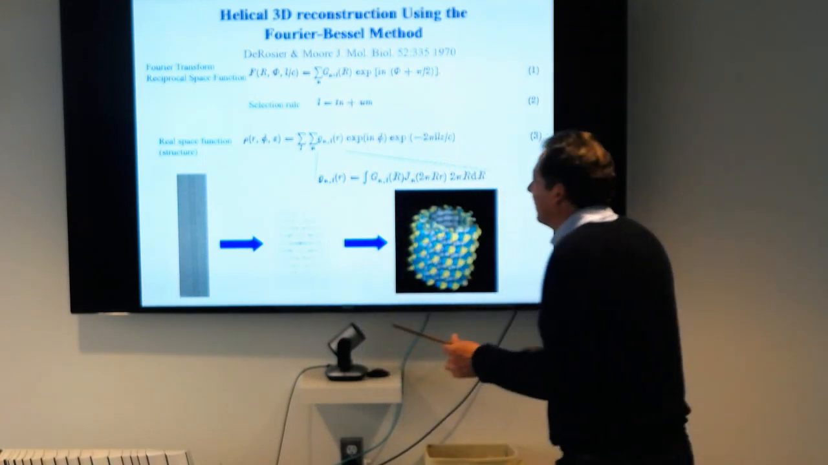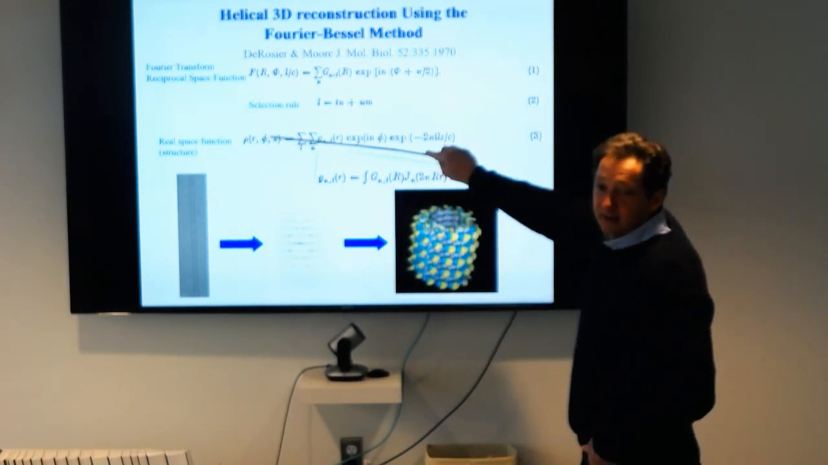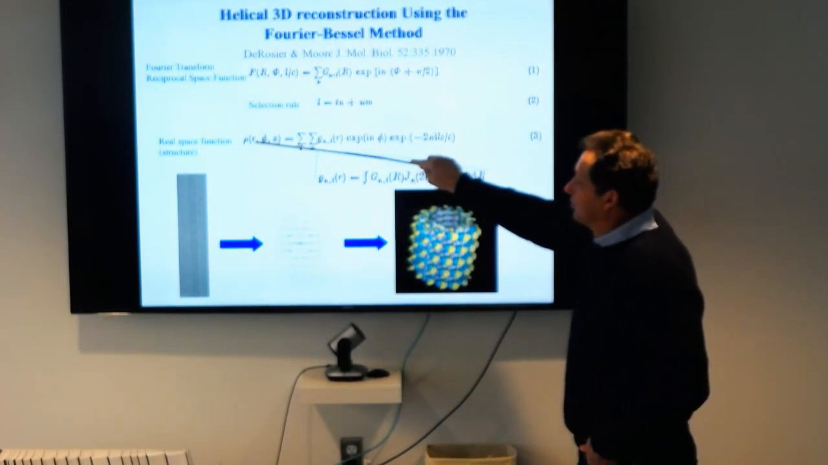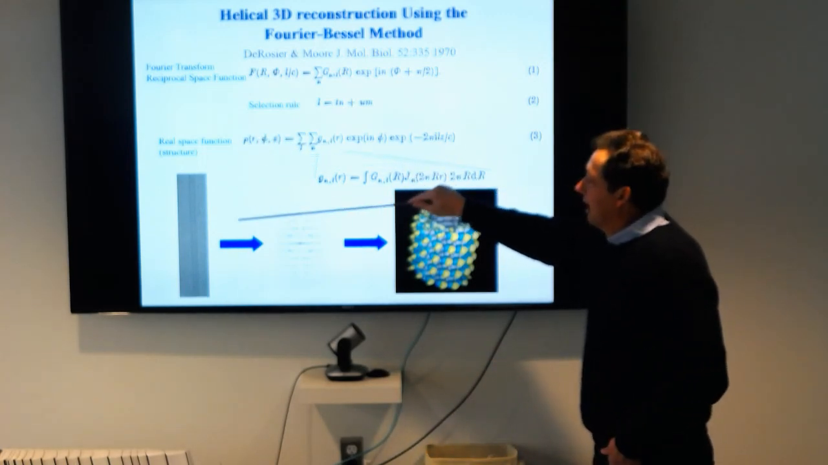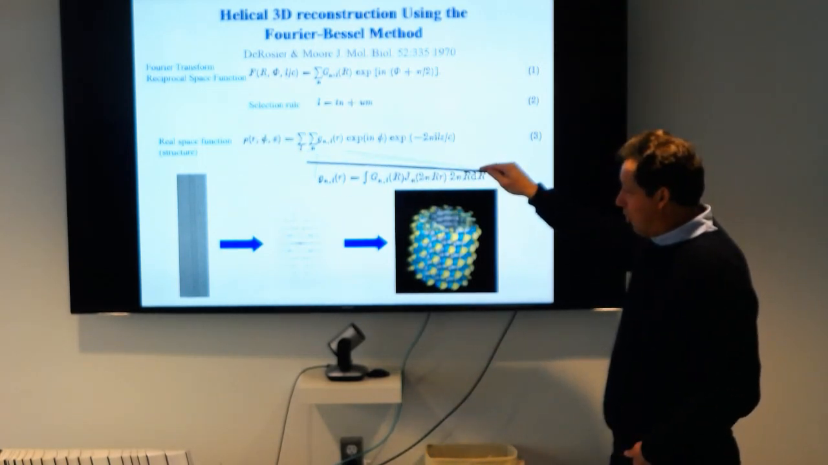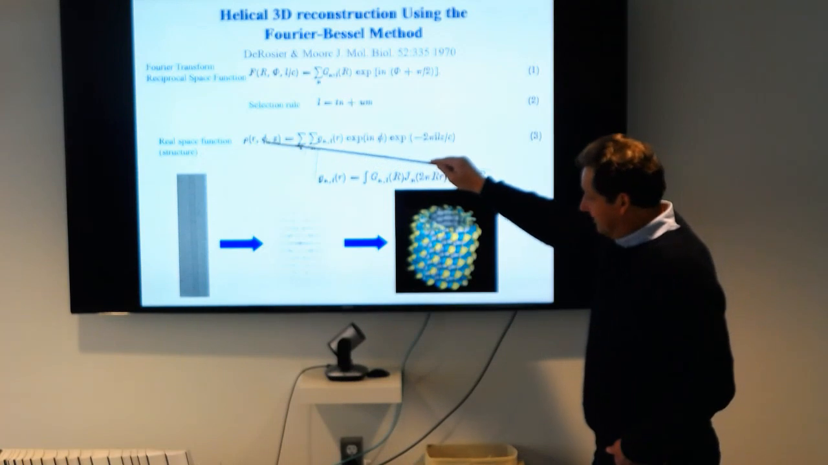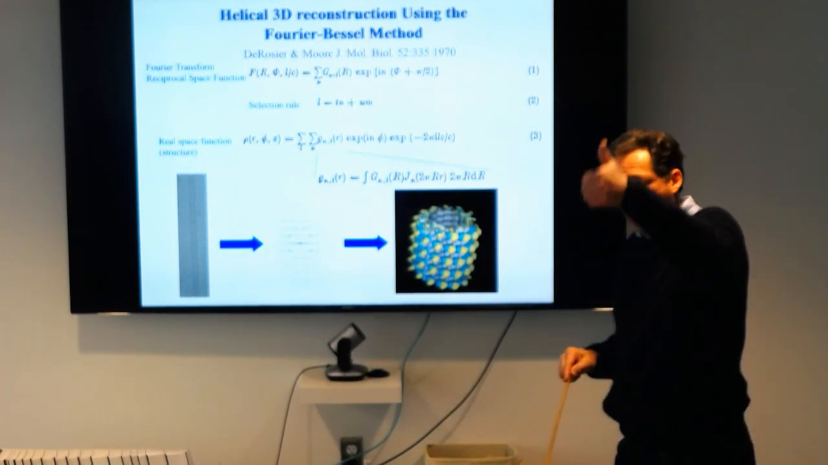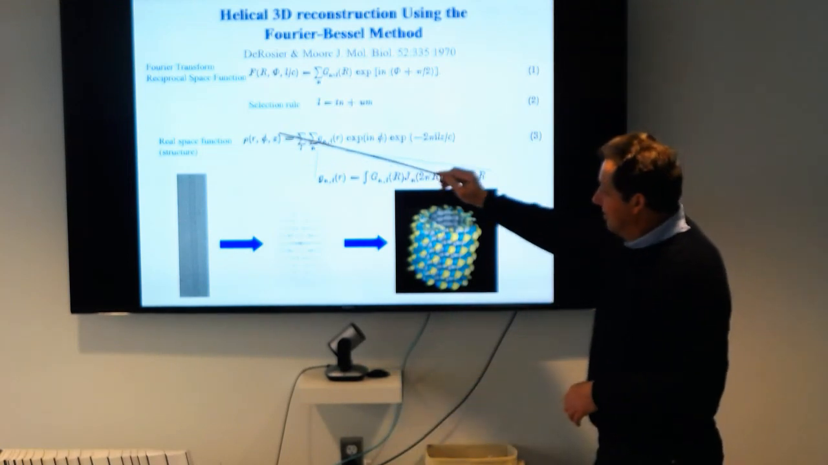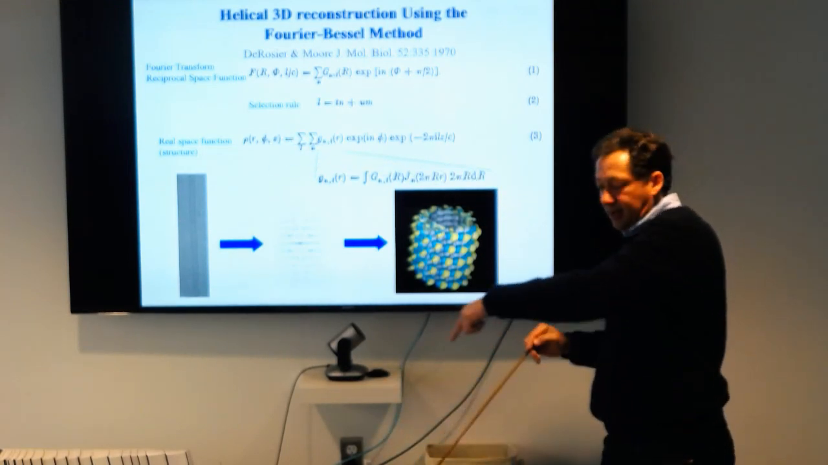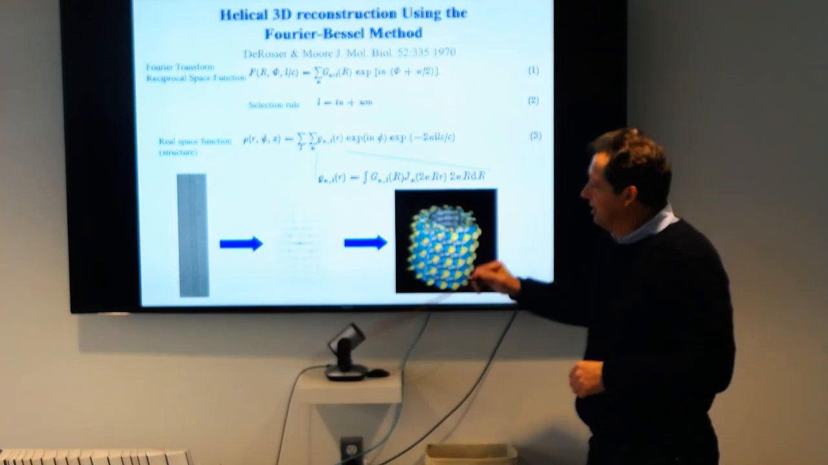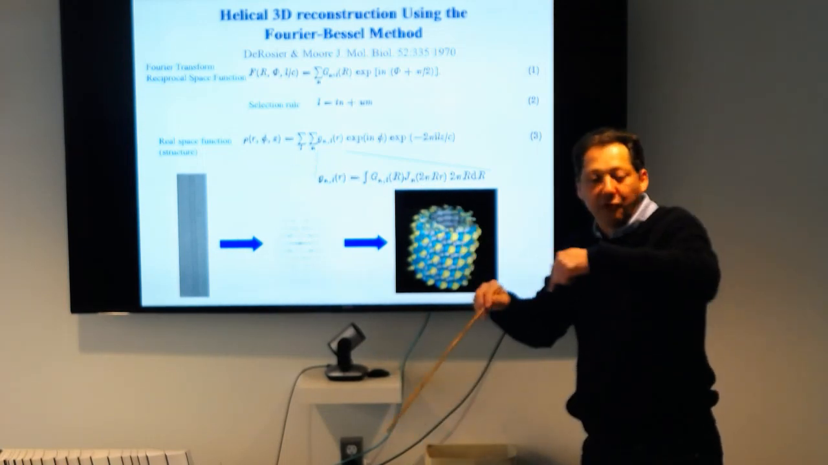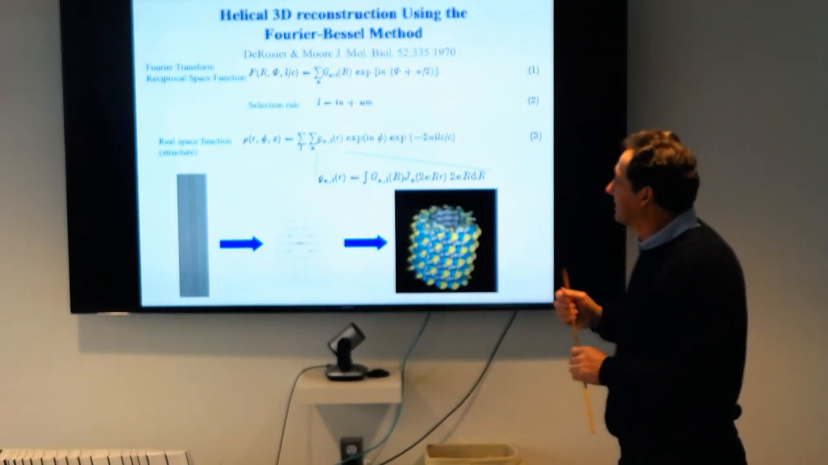So this is the function that we want. It's a real space function. This is the density, okay? And it's in reciprocal coordinates. Z will be the axial coordinate along the axis, Phi will be the azimuthal position, and R will be the radius from the center of the axis.